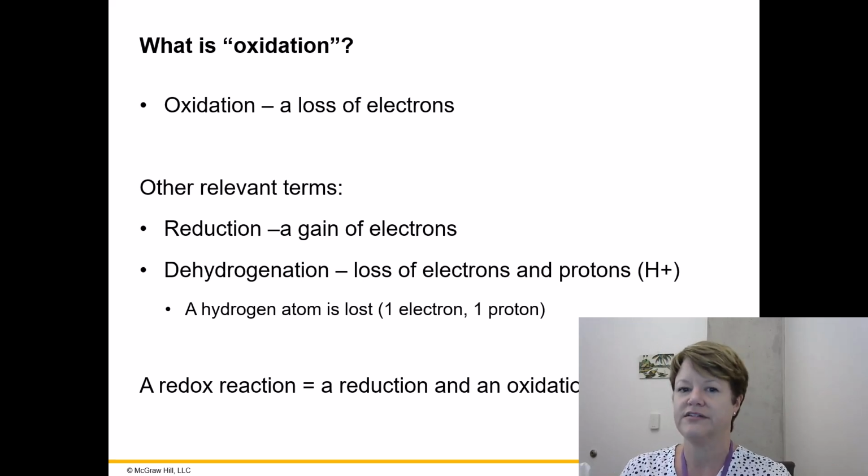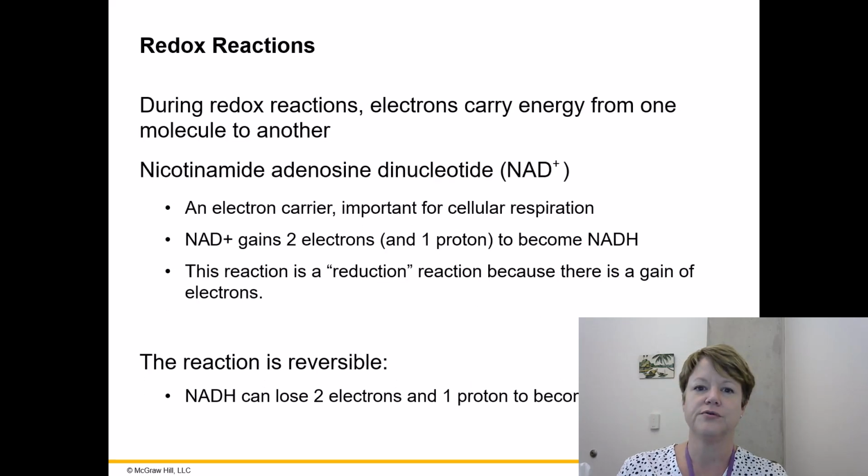Reduction is a gain of electrons. And then we have another term, dehydrogenation. That would be the loss of a hydrogen atom, a whole atom, from a molecule. Recall that a hydrogen atom consists of one electron and one proton. So sometimes when we think about dehydrogenation, we're thinking about the whole hydrogen atom. In this case, however, we tend to be focusing on that loss of electron. So dehydrogenation goes with oxidation a lot of times. You'll see those two in there.